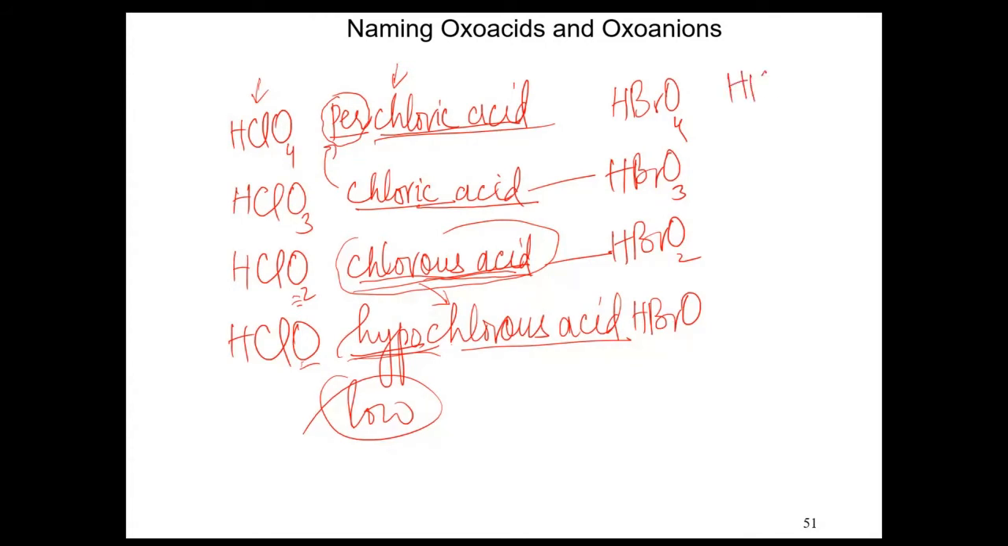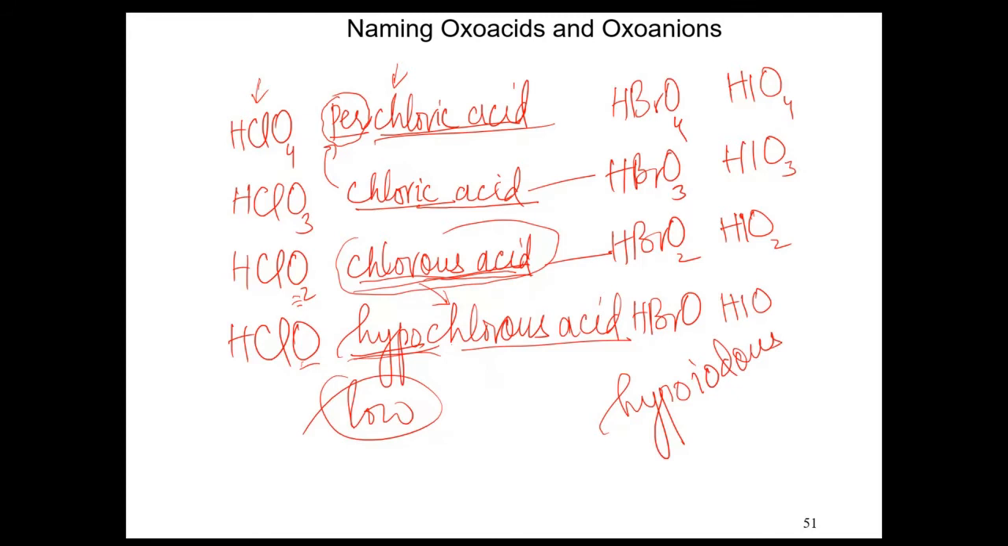If I write HIO4, per-iodic acid. If I write HIO3, iodic acid. HIO2, iodous acid. If I write HIO, simple, hypoiodous acid. Very good, boys.